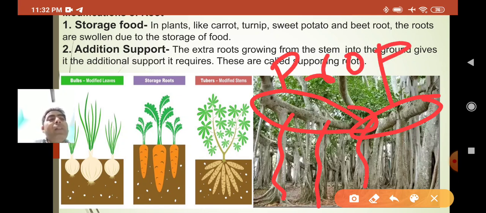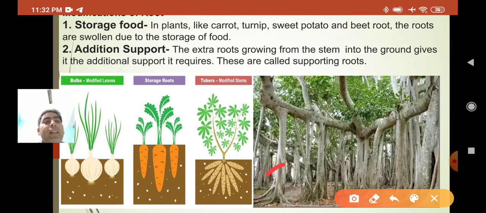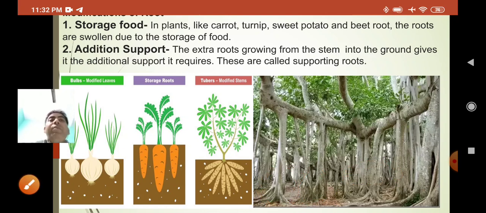P-R-O-P. These are called prop roots. Okay, and what do these prop roots do? These prop roots get fixed in the soil. You can see here they are fixed in the soil all over it. They are fixed in the soil and act like a pillar to give additional support to the heavy spreading branches of the banyan tree.